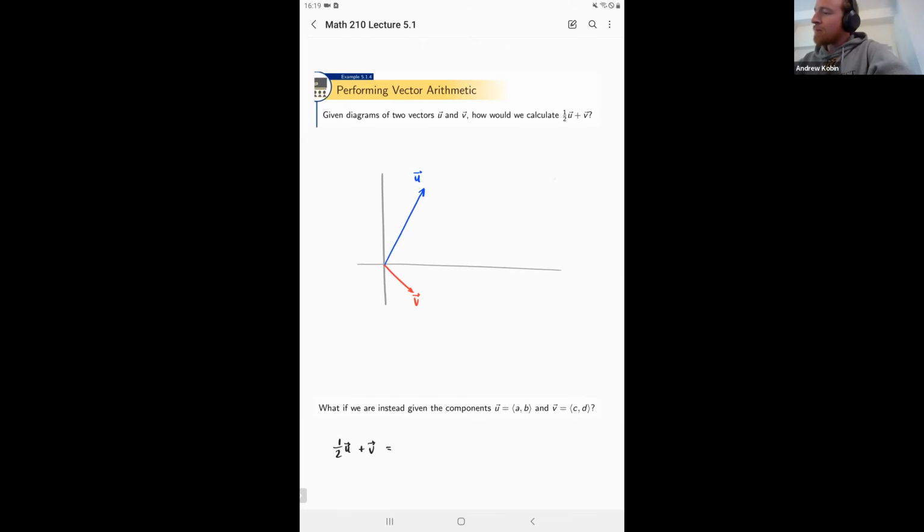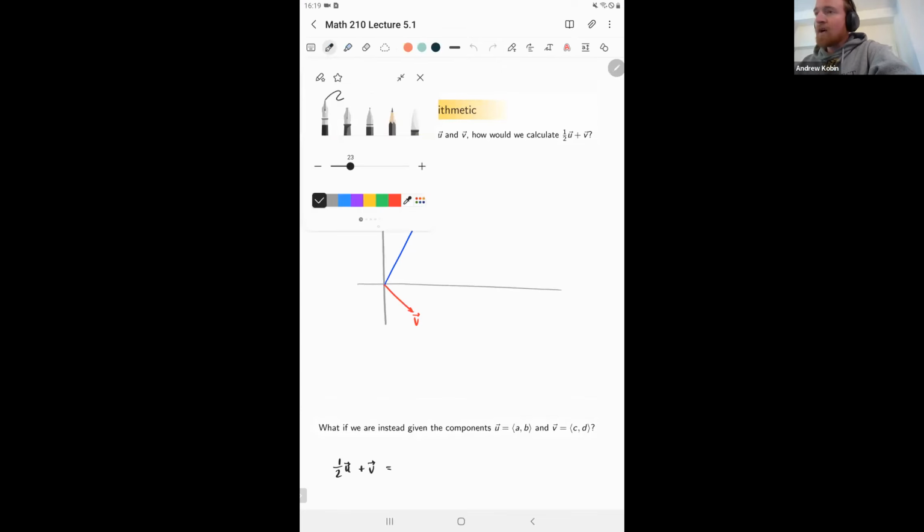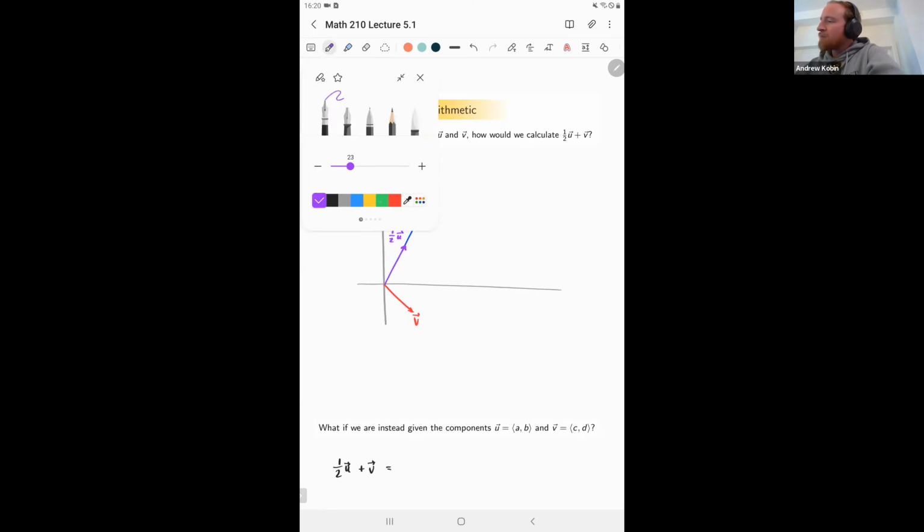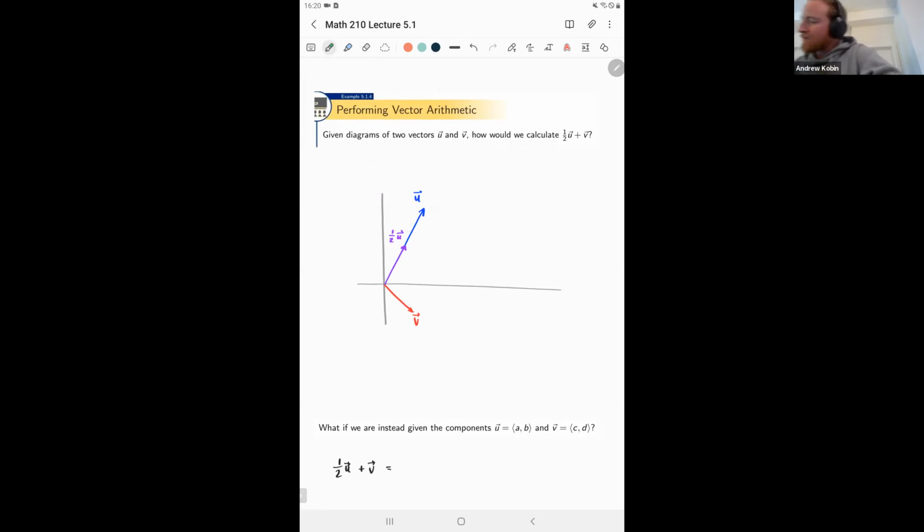Well, let's start with the 1/2 u part. 1/2 u says take the vector in the same direction as u, but 1/2 the length. So that's going to look like this. Actually, I'm going to move that label to the other side for a moment. So that's the first step. And next, if I want to compute the sum of this vector and the v vector, all I have to do is take the v vector and start it at the place that 1/2 u ends. This is also v. Maybe let's make that red just to match with the style here.